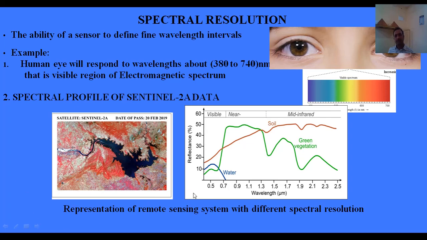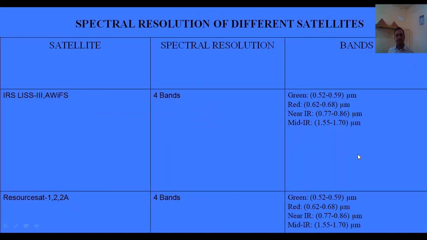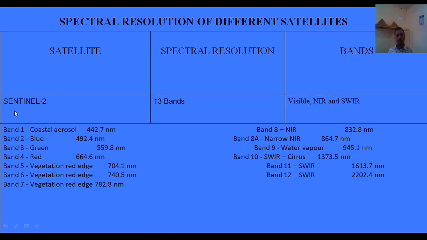When the spectrum increases, the number of bands increases, and then the resolution increases. See, a list of 4 bands: green, red, near infrared, middle infrared. That is 4 bands. And the Sentinel-2 satellite has 13 bands.